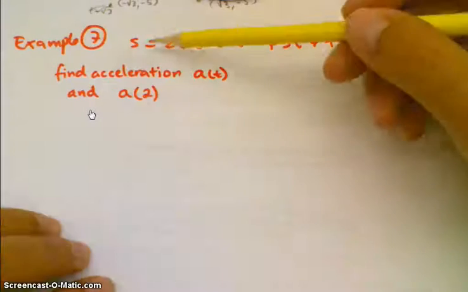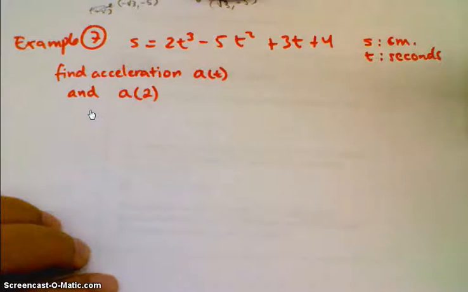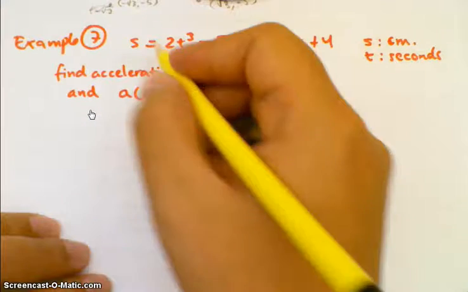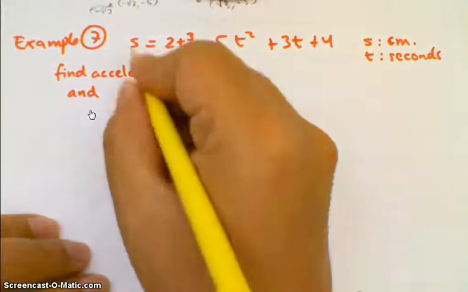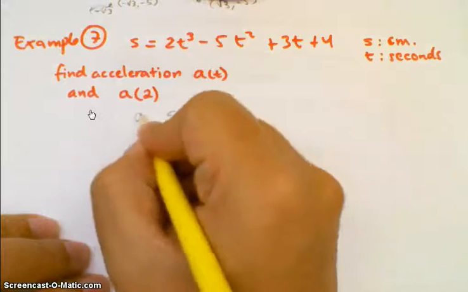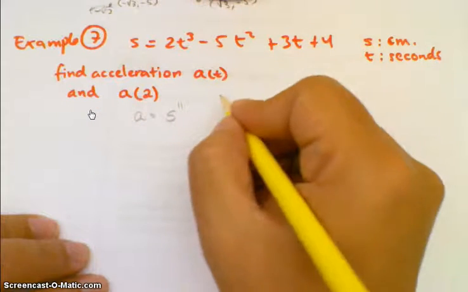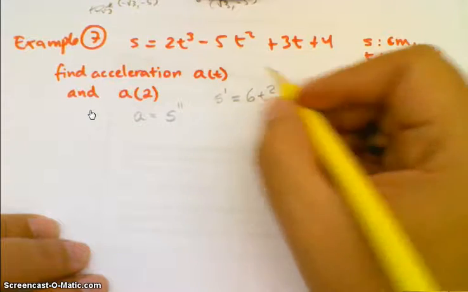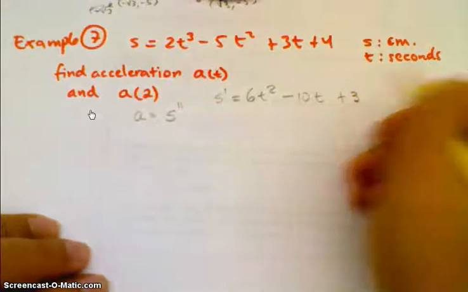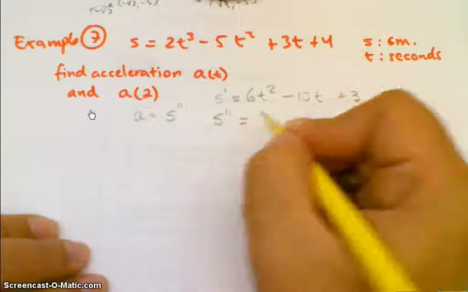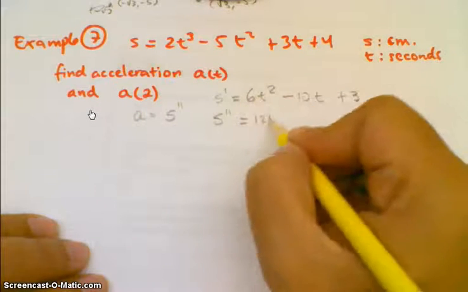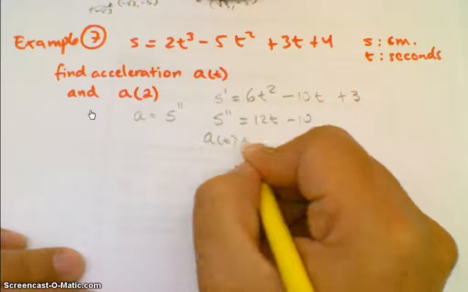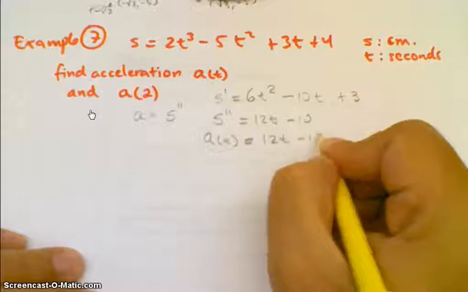As I mentioned earlier, the first derivative of distance is velocity, and the derivative of velocity is acceleration. So I just have to take the derivative of the distance twice to get acceleration. So I'm going to take the derivative twice. X prime will be 6t squared minus 10t plus 3, and if I take the derivative again with respect to t, it would be 12t minus 10. So acceleration that depends on time is 12t minus 10.